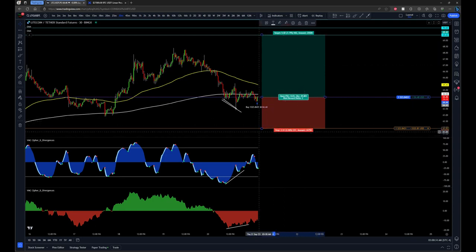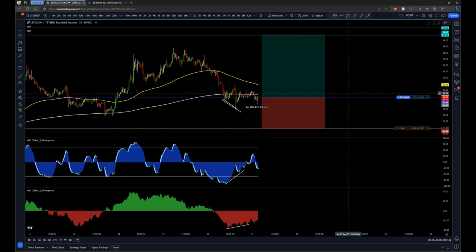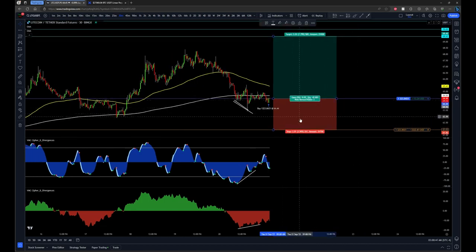Now that being said, the stop loss placement is just based on the risk to reward ratio of 1 to 2, and that's it. So the profit target has a logical reason, but the stop loss is just based on the risk to reward ratio, so 1 to 2 here.